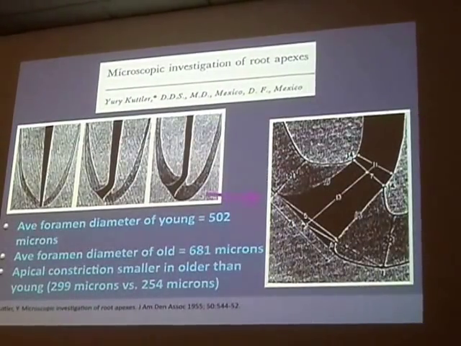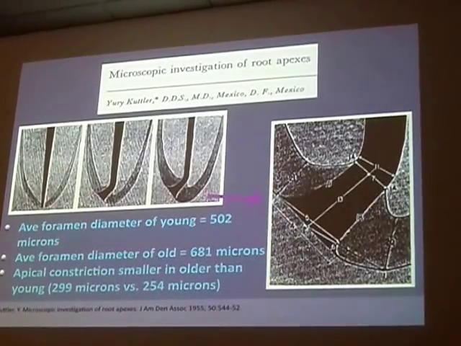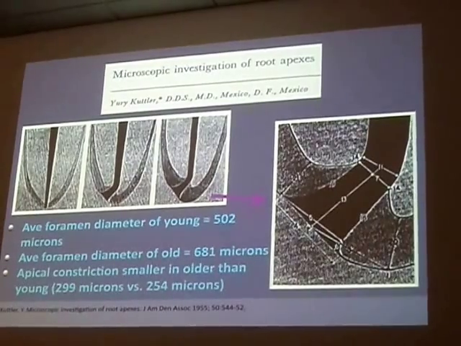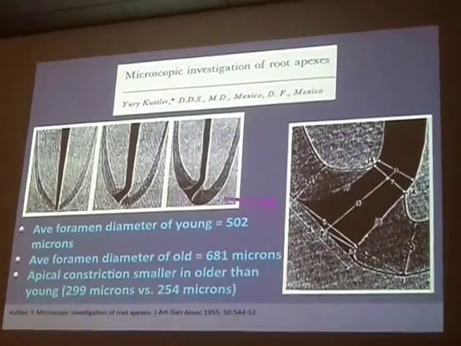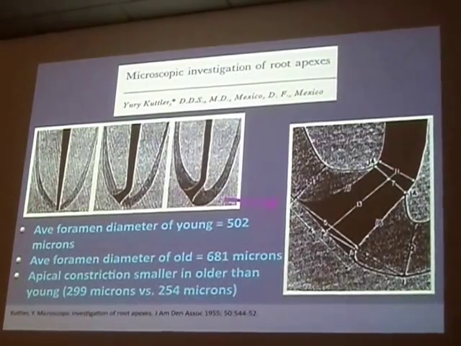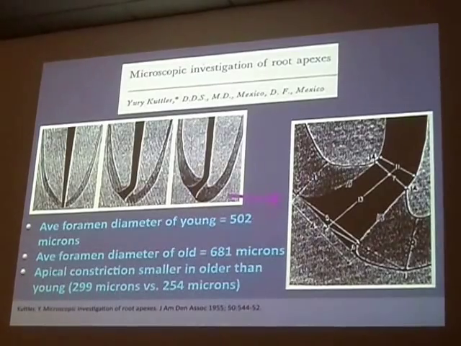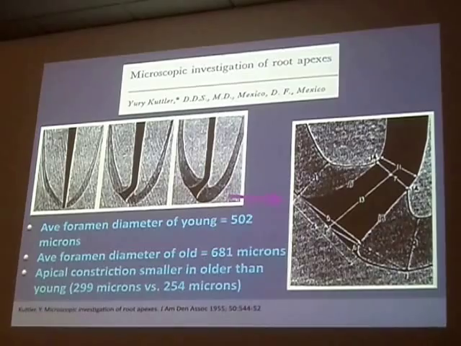So in his study, what he does is he looks at about 300 extracted teeth. He looks at the apical foramen and he sections the teeth in the direction of the apex. And what he finds is that the average foramen diameter of young is about 502 microns, while in an older population, it's a little bit larger at 681 microns.